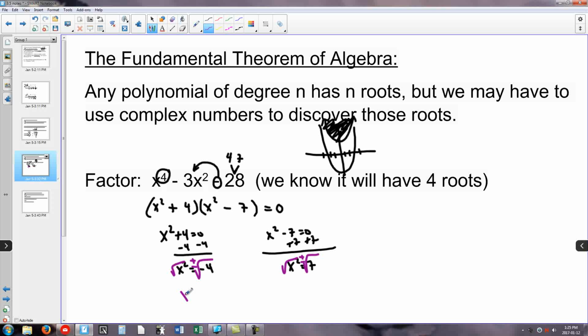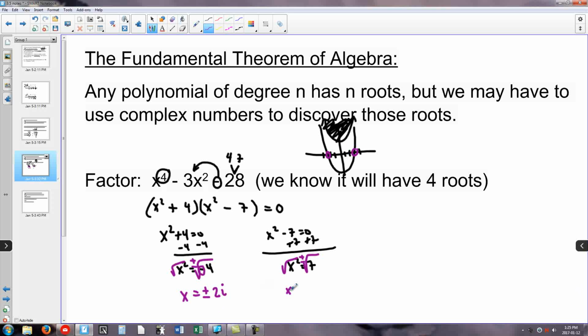So over here we get x equals plus or minus... well, the square root of 4 is 2, but because of the negative, it's i. So those would never have shown up. We were looking for 4 roots, but we only saw 2 in the graph if you were to graph it. The other 2 are imaginary, so that's where those come from.